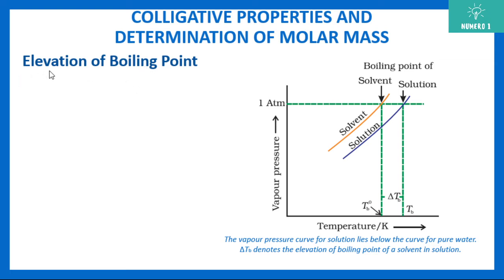Now let's go on to the next colligative property, that is boiling point. Here what happens is elevation of the boiling point. Now what's the definition of boiling point? When we were kids we had some different definition.